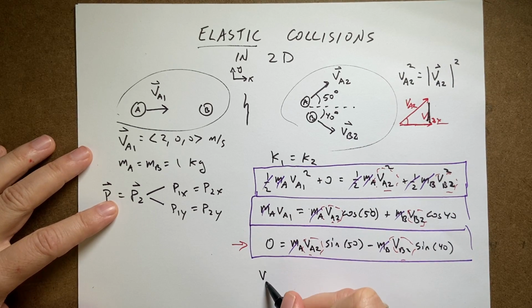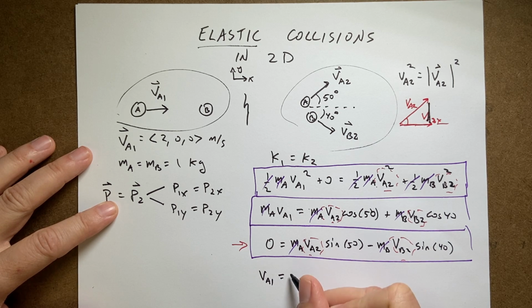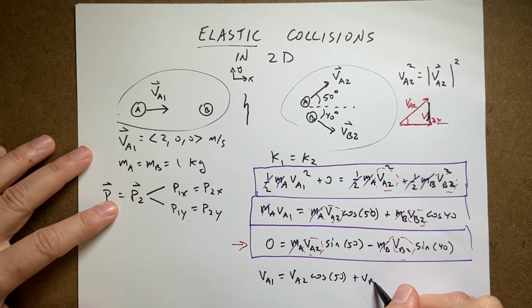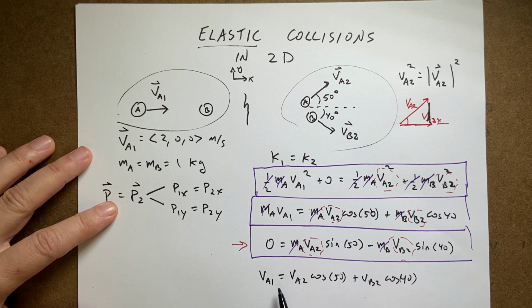So I get VA1 equals VA2 cosine 50 plus VB2 cosine 40. And these are just numbers, right? So that's cool. And that's a number too. So that's actually, I should put, this is VA2x.